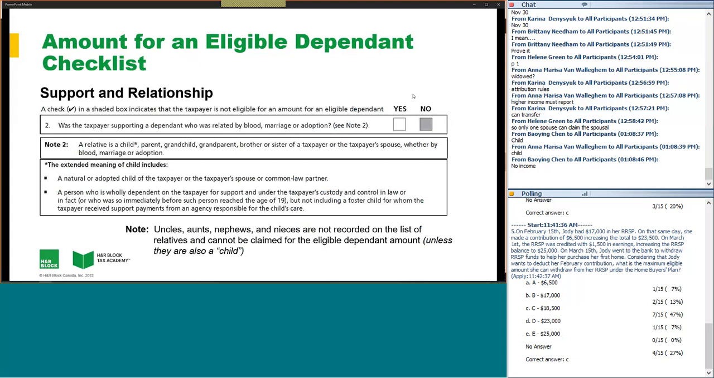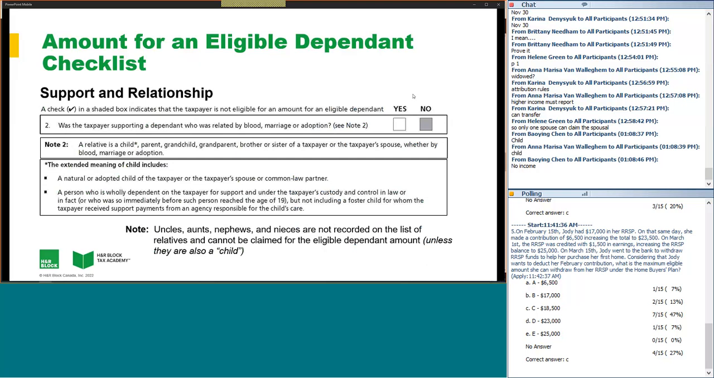All right. Next we get to, do you have a dependent? For eligible dependent amount, for this line, a dependent is someone related by blood, marriage, or adoption. And it means uncles, aunts, nephews, nieces, no. Has to be child, parent, grandchild, grandparent, brother, or sister of you or your spouse.